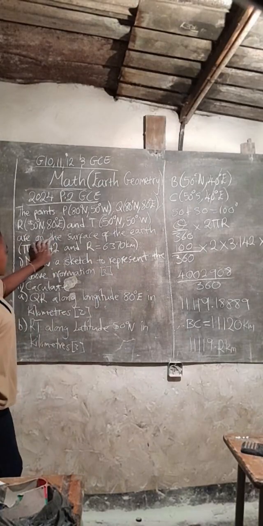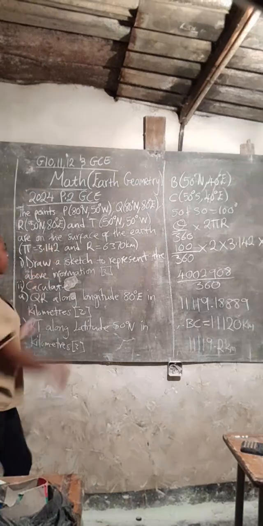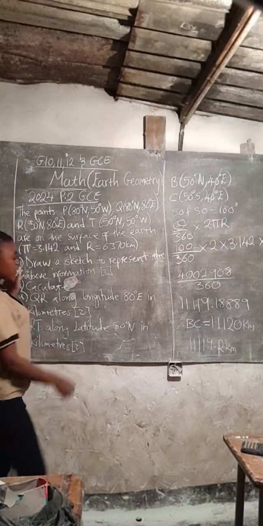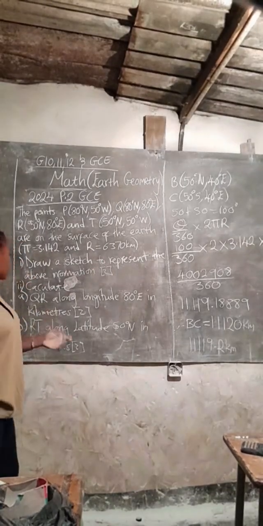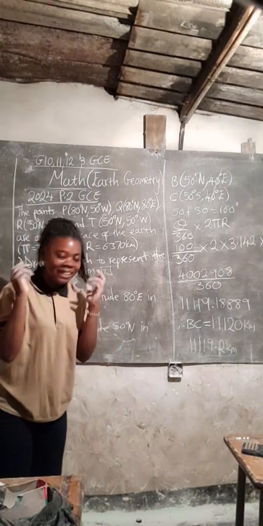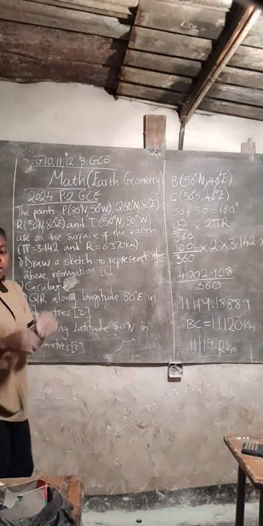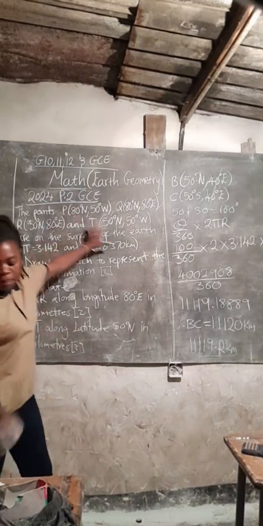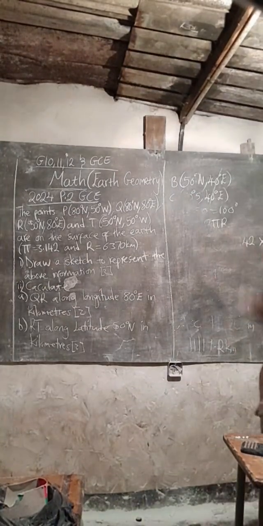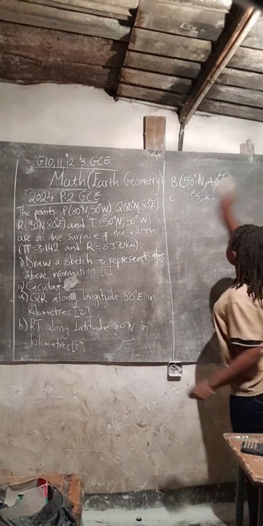Then we're saying these are points on the surface of the Earth. Take pi to be 3.142 and radius to be 6370 kilometers. Then the first question is saying, draw a sketch to represent the above information. Meaning they're asking you to draw the surface of the Earth and show each given point.